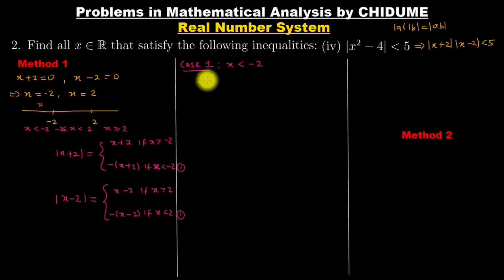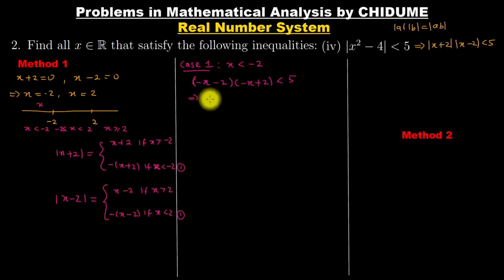-x, okay, -2 multiplied by negative x plus 2. So if I should use negative to open this bracket, I'm going to have negative x plus 2. So which is strictly less than 5. And if I should expand this bracket, I'm going to have what?